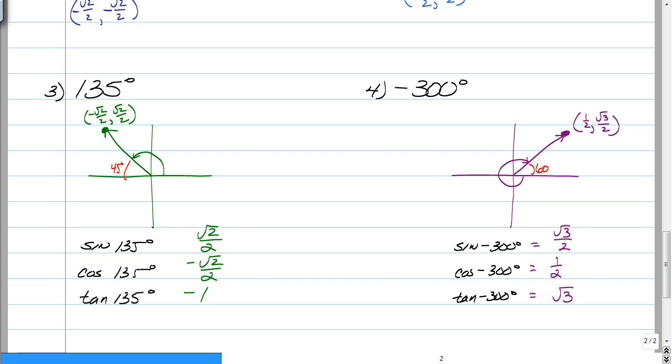So sine of negative 300 would be √3/2 because that's our y coordinate. Cosine is x, so it's 1/2. And tangent, remember, it's sine divided by cosine, or in this case, √3/2 times the reciprocal, which would be 2/1. So that's how you end up with the square root of 3.